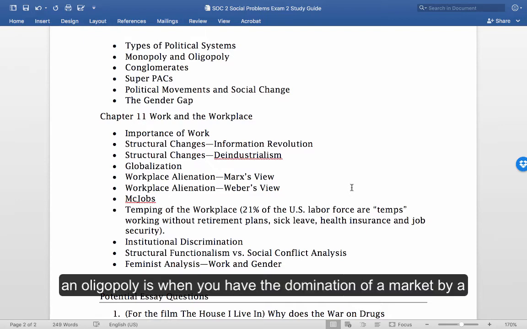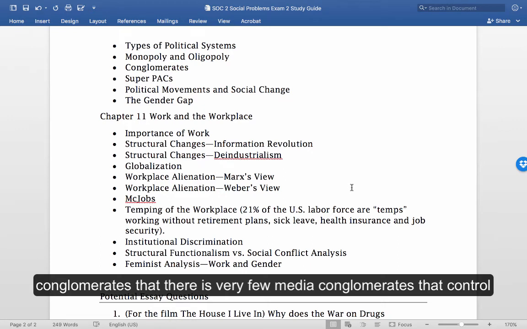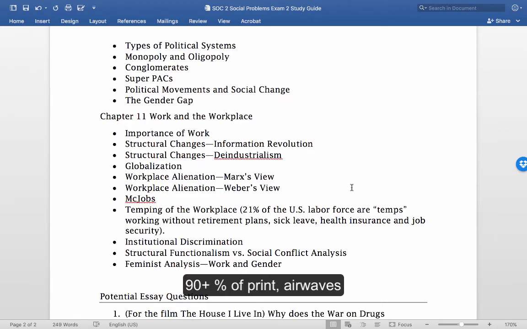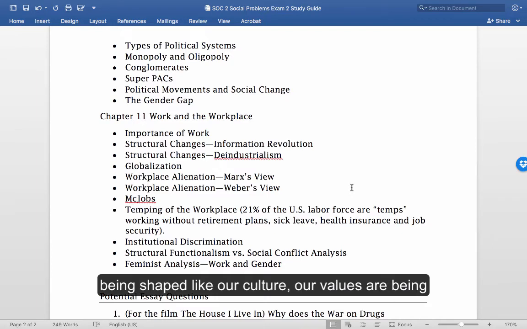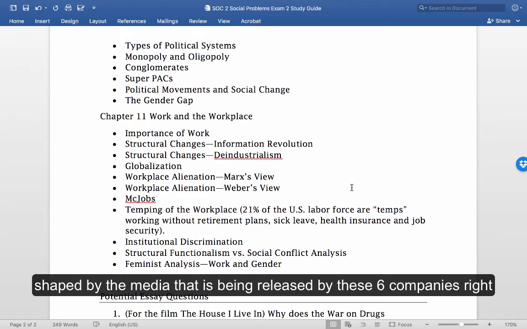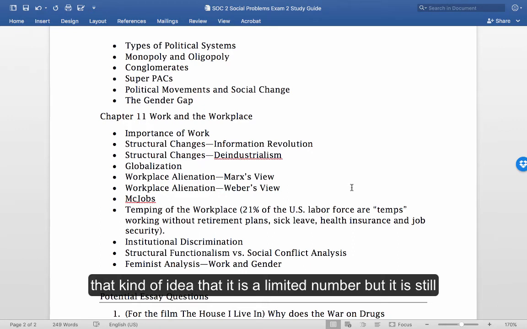While an oligopoly is when you have the domination of a market by a few companies, kind of like we talked about in class, those media conglomerates, that there's very few media conglomerates that control over 98+% of print, airwaves, ads, all of it. So we are kind of being shaped, like our culture, our values are being shaped by the media that is being released by these six companies, right? Like that kind of idea that it's a limited number, but it's still similar to a monopoly.